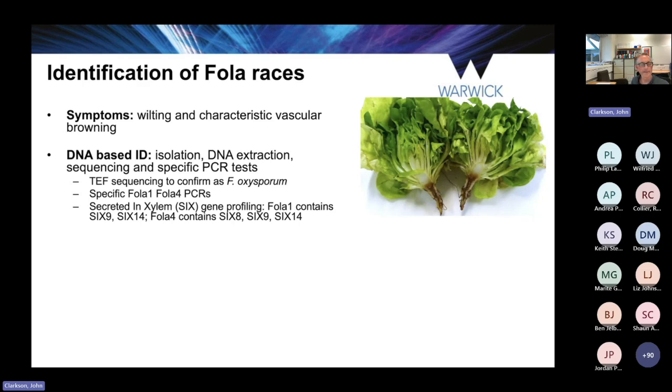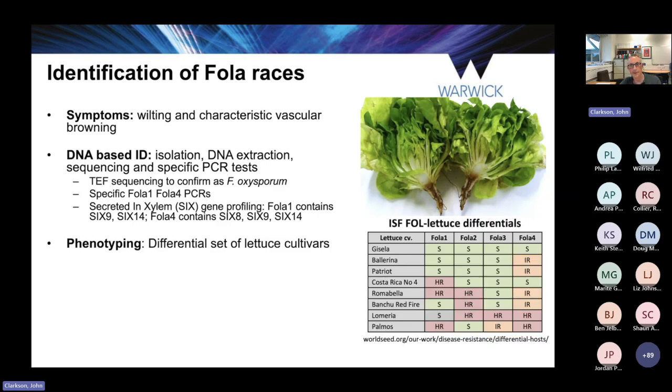And then if you remember back to my diagram about the 6 genes, we can also do some 6 gene profiling, as we call it, because we know that race 1 contains 6, 9 and 14, and race 4 contains 6, 8 in addition to 6, 9 and 14. So those are some of the things we can do, at least to distinguish 1 and 4, which are the major races that we're dealing with in Europe at least.